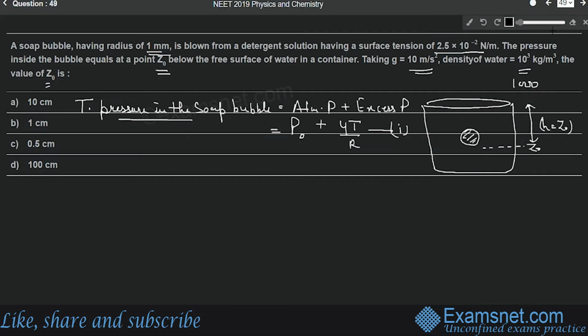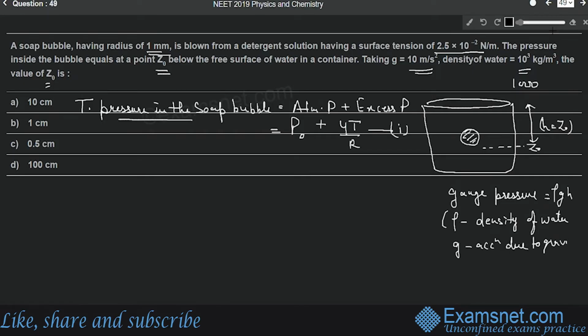Now we know that inside a liquid the gauge pressure at a certain height is given as rho g h, where rho is the density of the liquid. So here it will be the density of water, g is the acceleration due to gravity and h is the height from the surface of the water. So here density is given as 1000, g is equal to 10 meter per second square and height is equal to Z0, right?